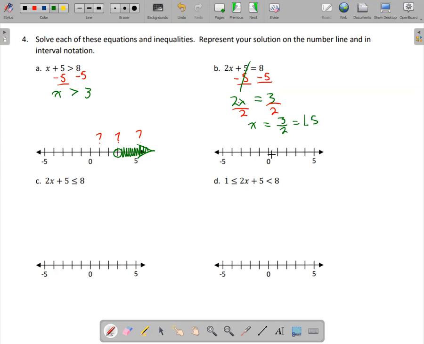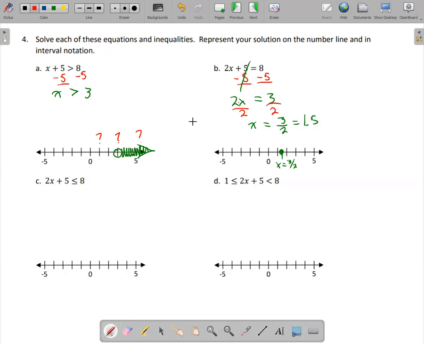On the number line, what do we got? This is 1, 2, 3, 4, 5. So it's right in between here. And it's an equal to, so it gets a shaded circle right in between there. So that right there is my x equals 3 halves. And again, because it's an equal to, there's no inequality, it's just a small shaded circle. That's just a dot. So just a dot, to the best of your ability around where your 1.5 is.